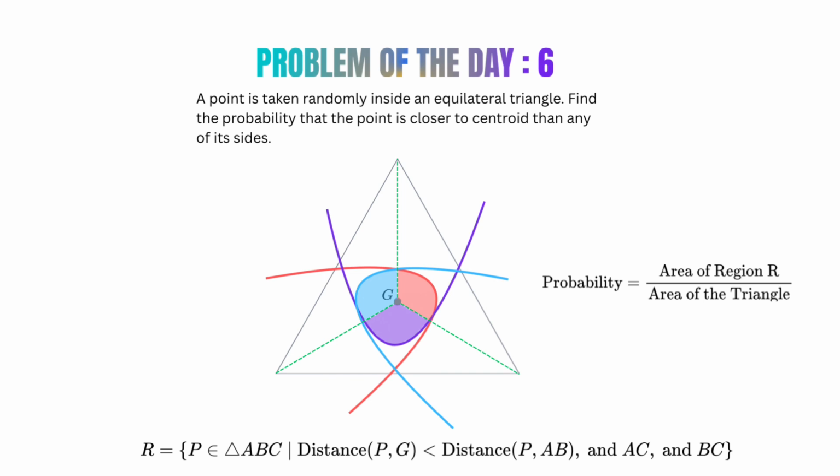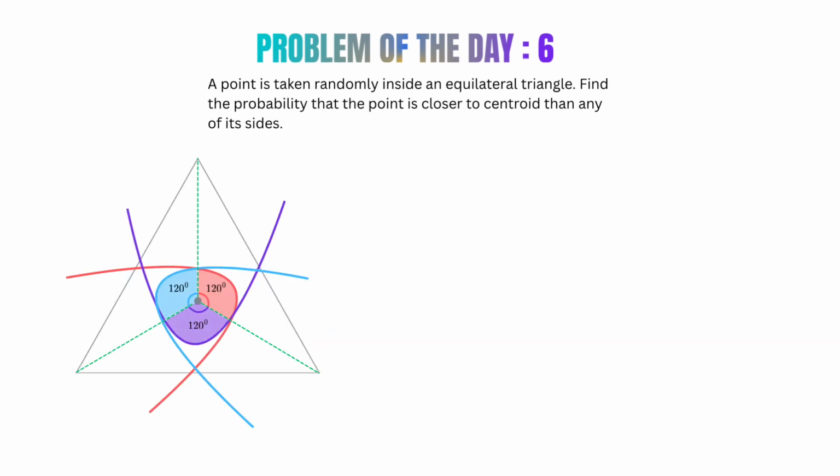Now let's take a closer look at the bounded region R, the beautifully curved area formed by the three parabolas. Here's the key observation. This region is perfectly symmetric. So we can divide it into three equal parts. Let's focus on just one of these parts. We'll find the area of this single segment, and then simply multiply by 3 to get the total.